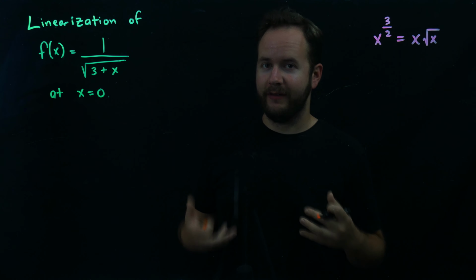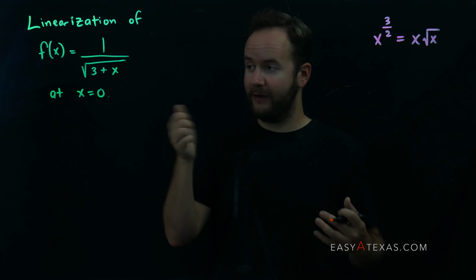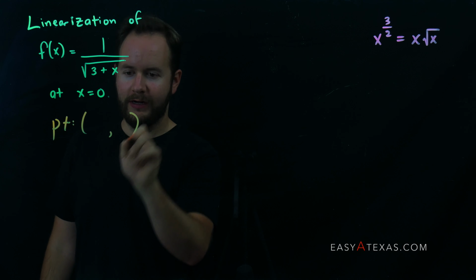The word linearization might seem scary, but all you're being asked to do here is find the equation of a tangent line. That's all linearization means. Now to find the equation of a tangent line, you know you need two things. You need a point and you need a slope.